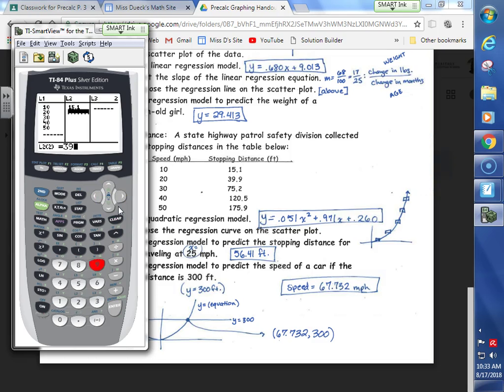For those of you just watching, that's okay. But double check I put it in right. Okay, is it good? 15.1, 39.9, 75.2, 120.5, 175.9. Good. What's a good zoom to help me out with this? Zoom stat. I think it's zoom. Anybody memorize it yet? 9? Yeah. Okay. Zoom 9.